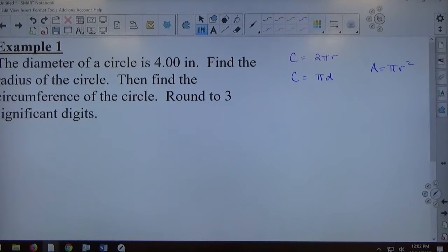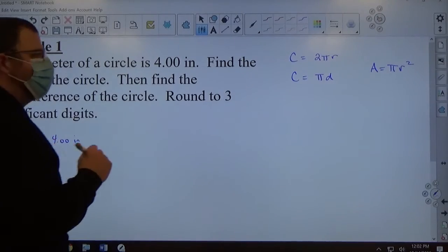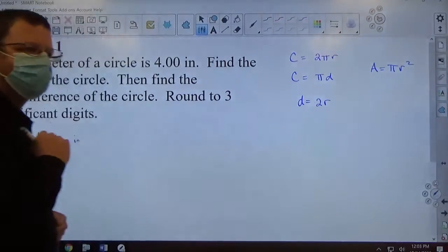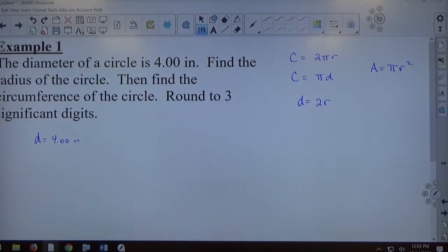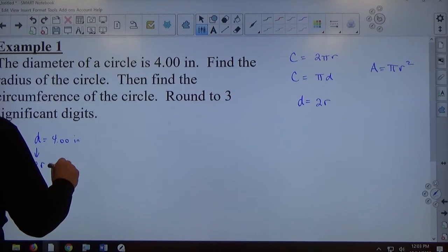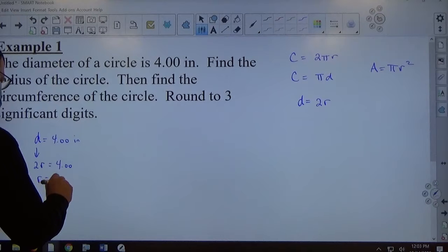It tells us the diameter is 4 inches, so find the radius of the circle. Okay, so first off, the diameter is equal to 4.00 inches. The diameter is equal to 2 times the radius. So if we want to find the radius of the circle, I'm going to change d into 2r. So 2r equals the diameter of 4. Divide both sides by 2. The radius of this circle is going to be 2.00 inches.